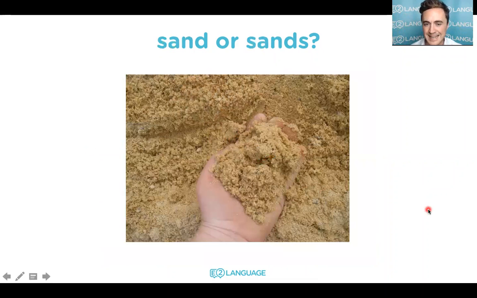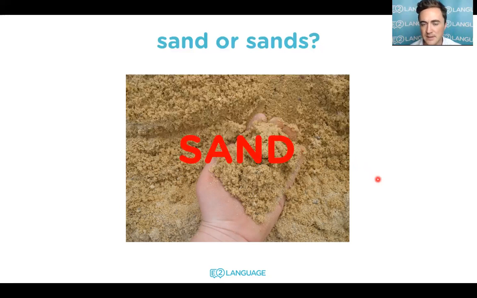What about this one? Sand or sands? Can you count this stuff? I guess if you had a microscope, you could probably say 1, 2, 3 sands, but who carries around a microscope? When we look at this, in English at least, we say sand. He is holding sand, not sands, plural. In fact, we never say sands, plural, because we can't count this.